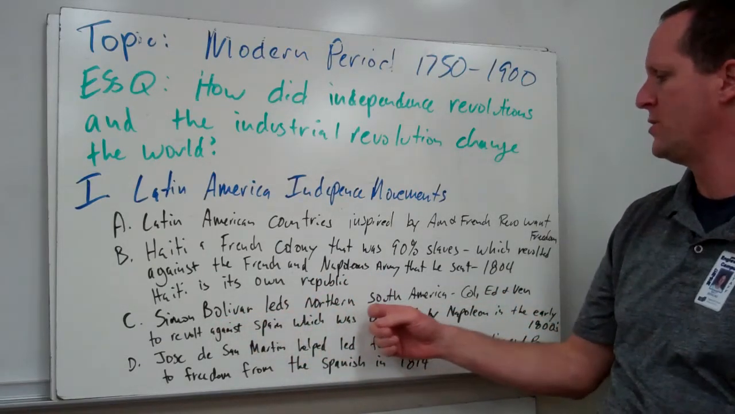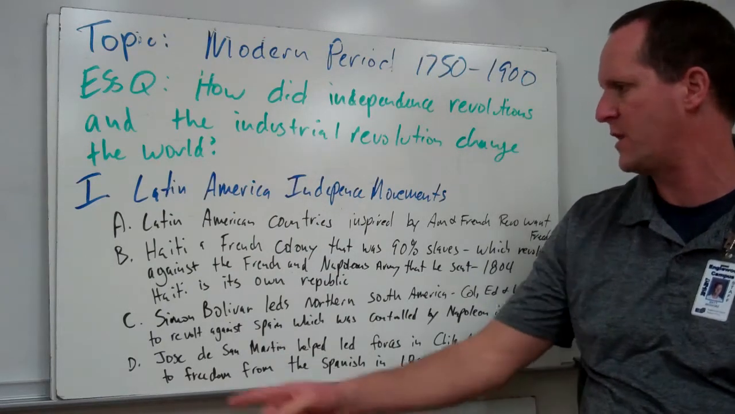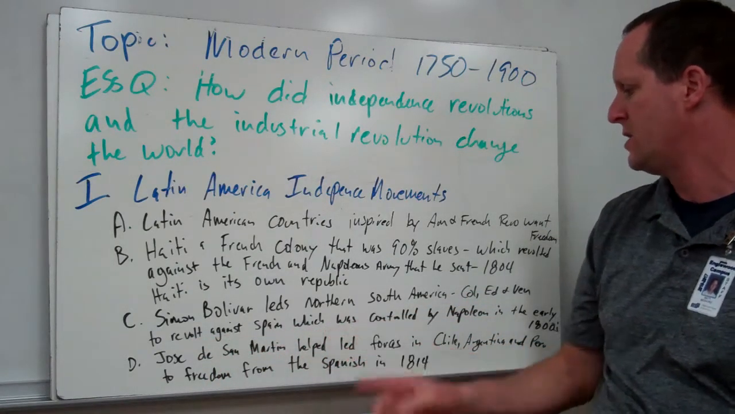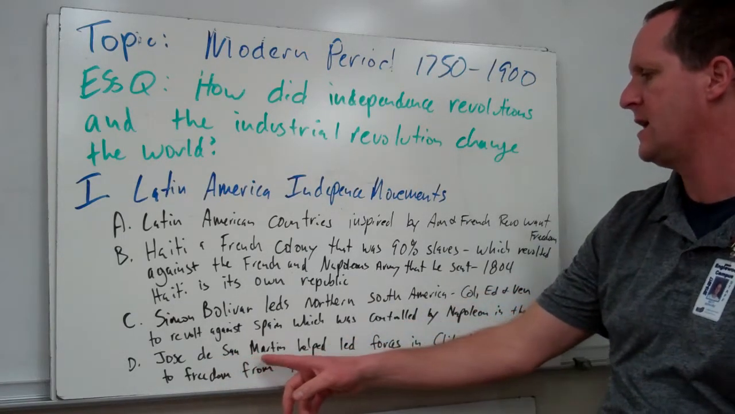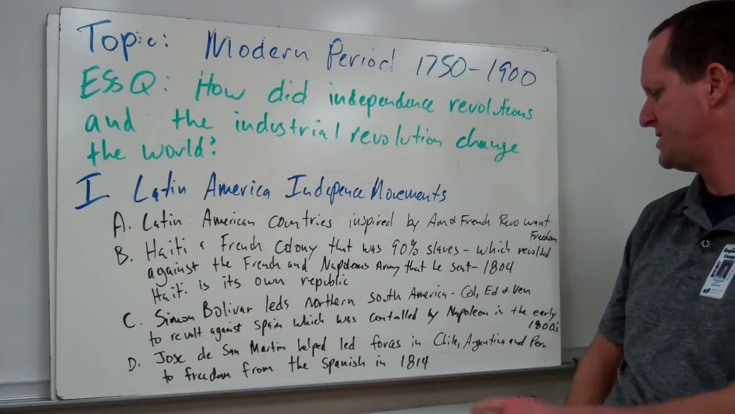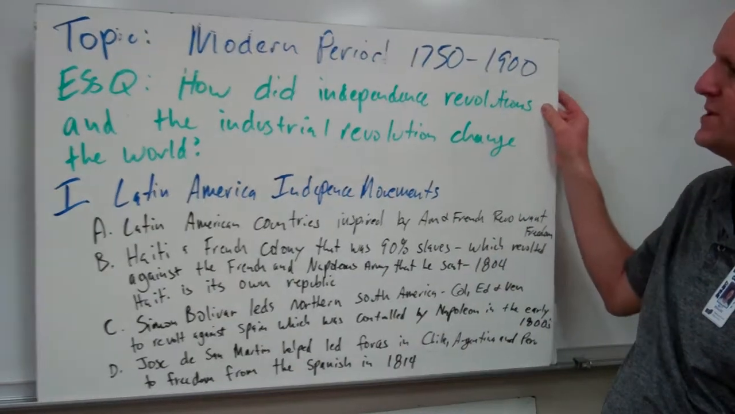Simon Bolivar leads the northern South American colonies of Colombia, Ecuador, and Venezuela to revolt against Spain, which was controlled by Napoleon in the early 1800s. Now, Jose de San Martin helped lead forces in Chile, Argentina, Peru to freedom from the Spanish in 1814.